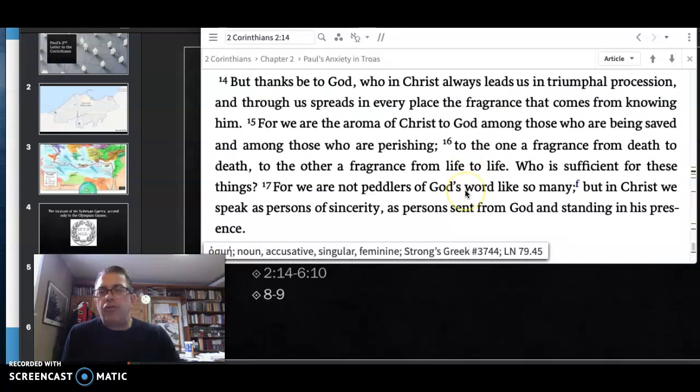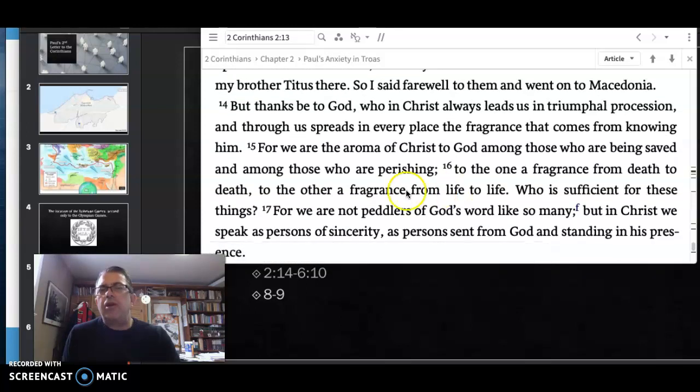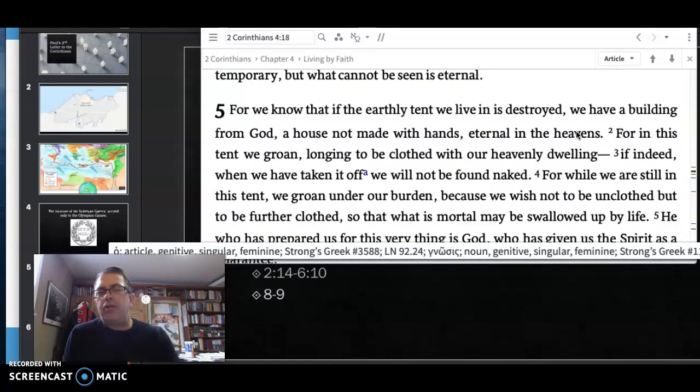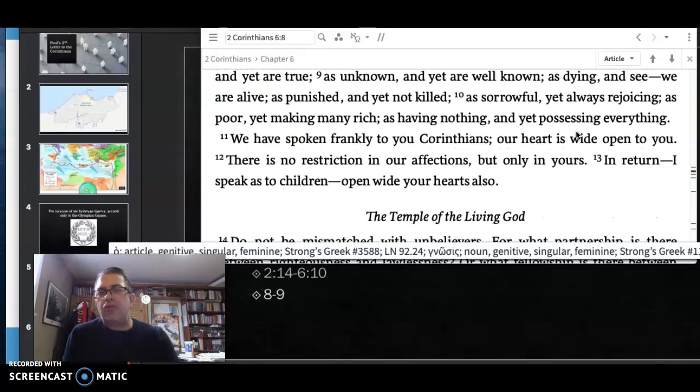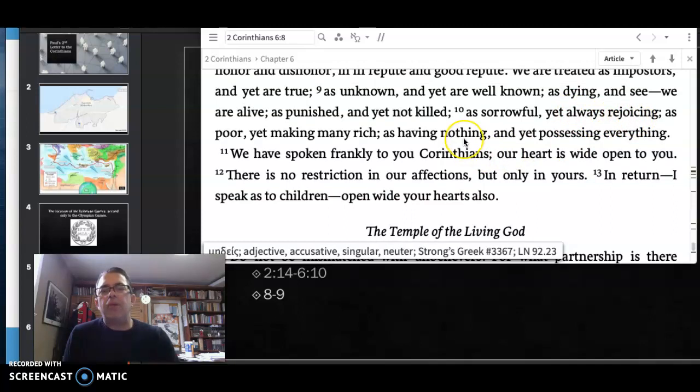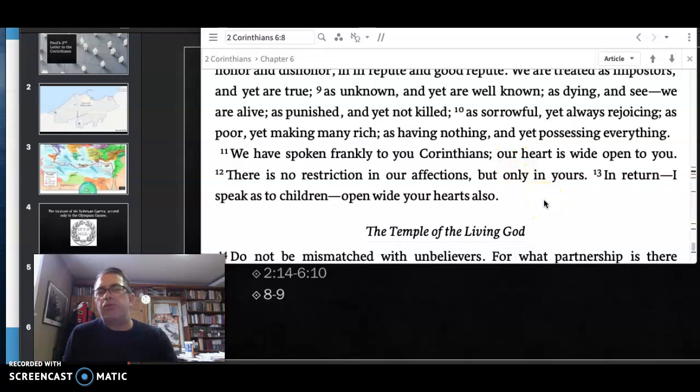Look at chapter 2:14, for instance. But thanks be to God who always leads us in triumphal procession. And then the concluding text, which is chapter 6, verse 10. So sorrowful, yet always rejoicing; as poor, yet making many rich; as having nothing, and yet possessing everything. We have spoken frankly to you, Corinthians. Our heart is wide open to you. There's no restriction on our affections, but only in yours. In return, I speak to you as children. Open wide your hearts also.